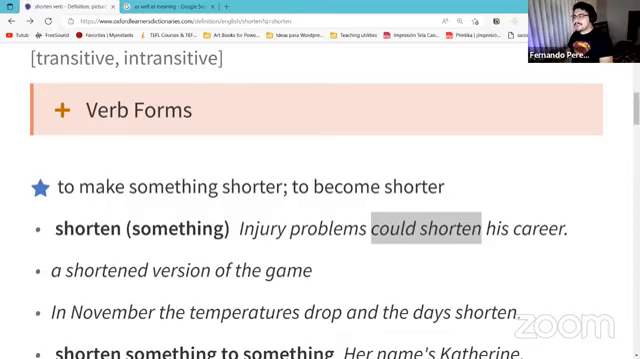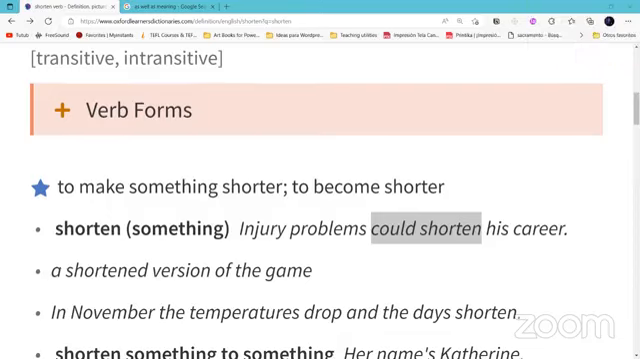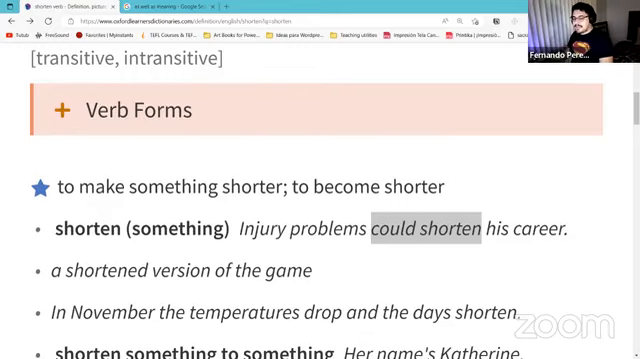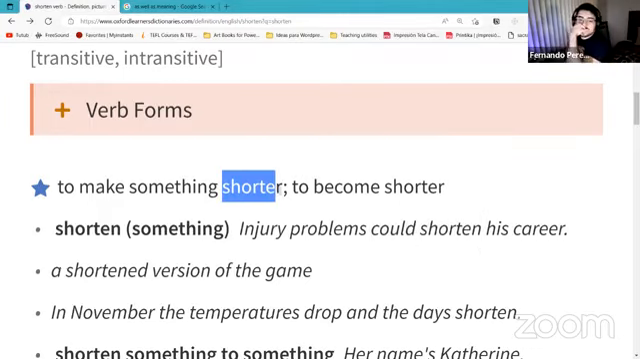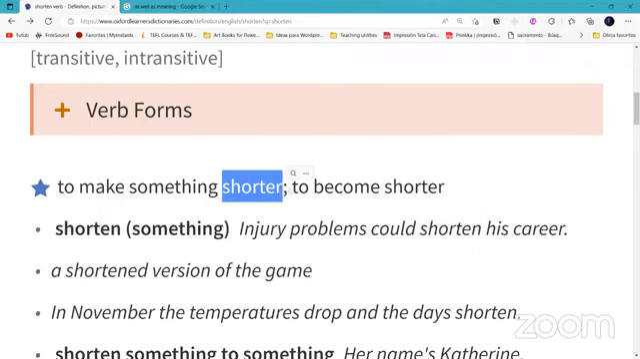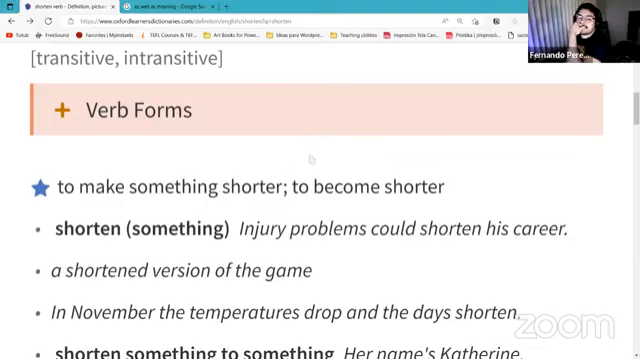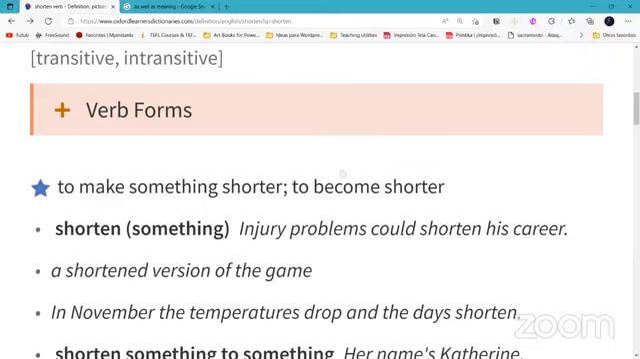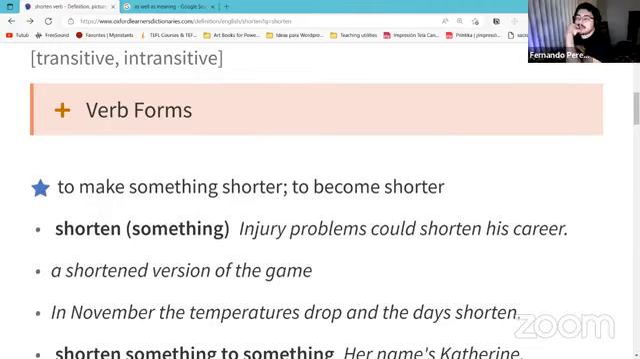So what can you make shorter? A piece of cake, for example. A piece of cake? No, because short is for distance and time. Okay. To arrive early, you can take shorter. Okay. To arrive early.